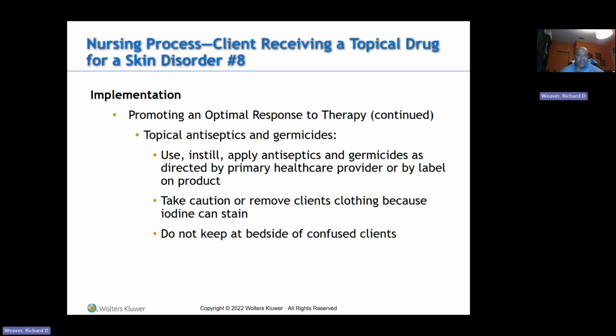And as I said, iodine permanently stains clothing and temporarily stains the skin as well. And so care should be taken to remove or protect the client's personal clothing when applying medications like iodine solution or tincture. Tincture is another iodine-based solution as well. Let me highlight that one for you all to take a look at.